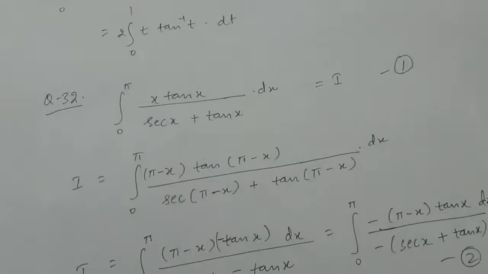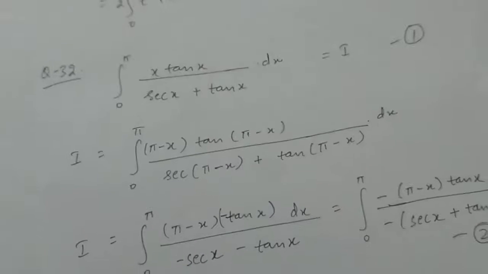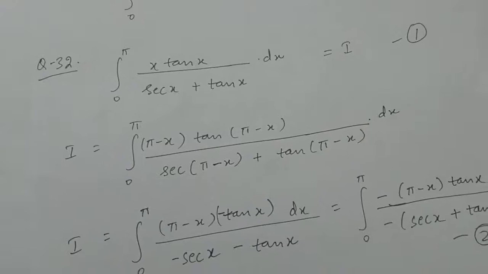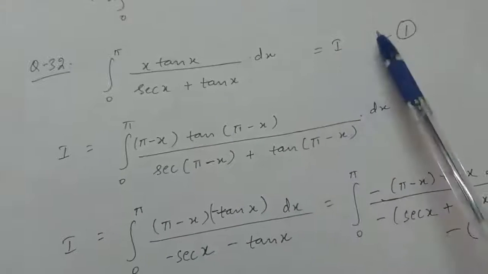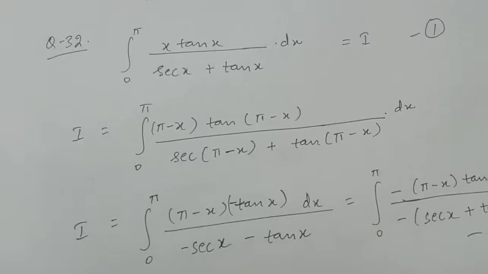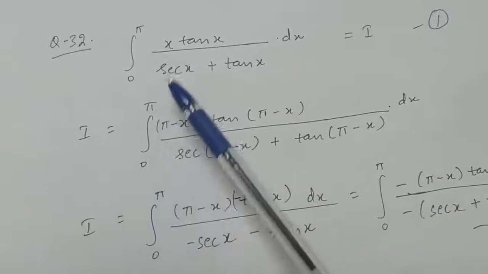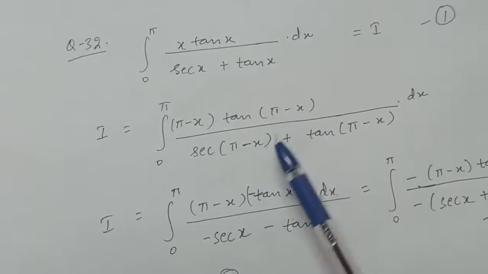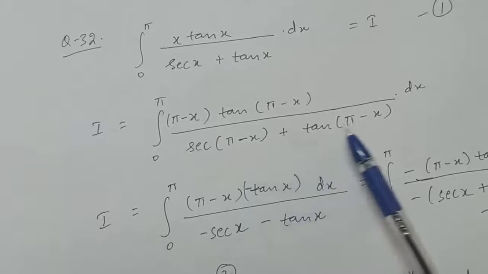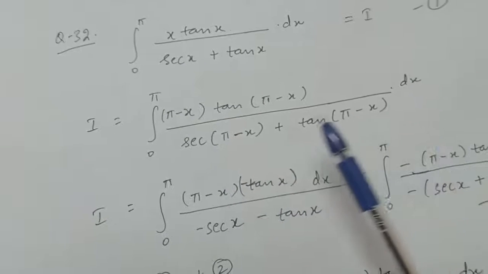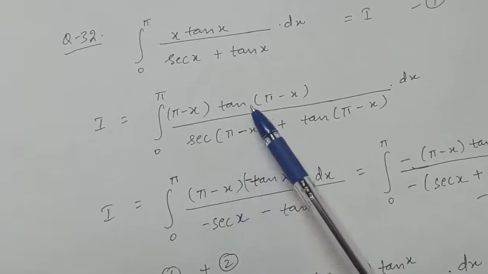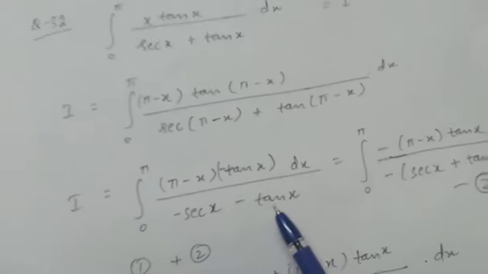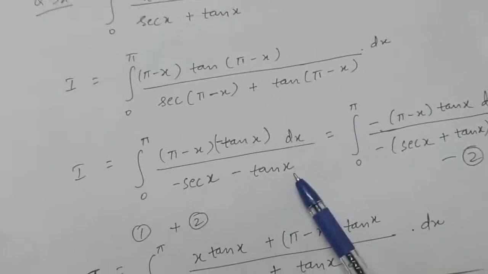Now question number 32 is the integral of x tan x upon secant x plus tan x, and the limits are from 0 to pi. Let this given integral be I and this complete be 1. Now this I is also equal to, from 0 to pi, in place of x write pi minus x, into tan (pi minus x) upon secant (pi minus x) plus tan (pi minus x), dx. Now this pi minus x as it is, tan of (pi minus x) is minus tan x. This will be minus secant x minus tan x.